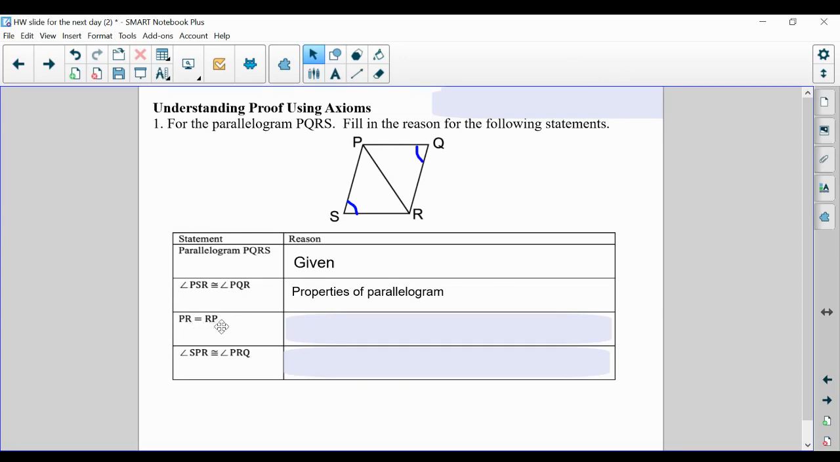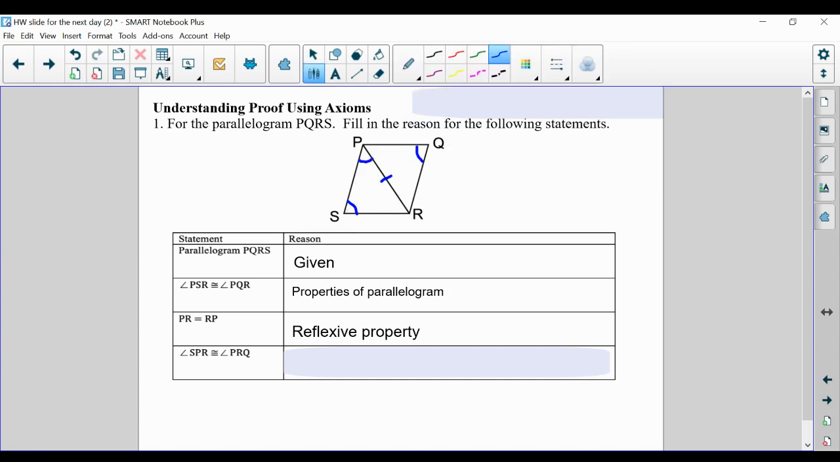Next one, we have PR equal to PR, which is here. PR is equal to PR. So we talk about this one, say yourself equal to yourself. These two triangles are sharing the same line here. Okay, so PR equal to PR, that is the reflexive property, one of the axioms on the last page. Reflexive property.